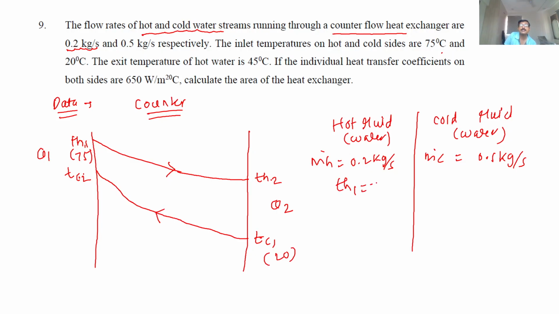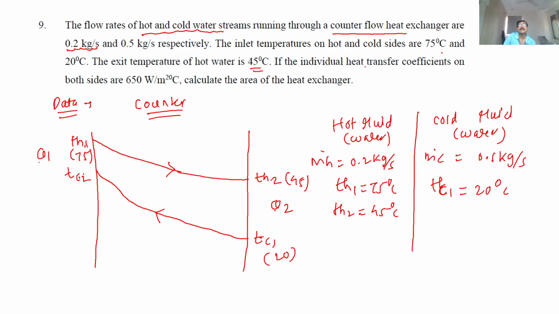Next, Th1 is given as 75 degrees Celsius and Tc1 is given as 20 degrees Celsius. The exit temperature of hot water is 45. So Th2 is 45. I am writing at both places, in the data table also and in the figure also, 45. Why am I writing in the figure? The reason is I can pick the values from there while calculating theta1 and theta2. So that will be easy for me.